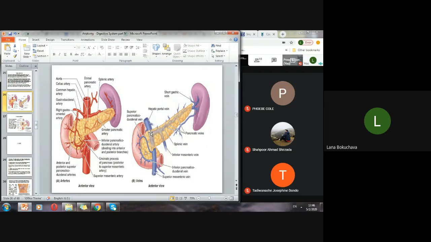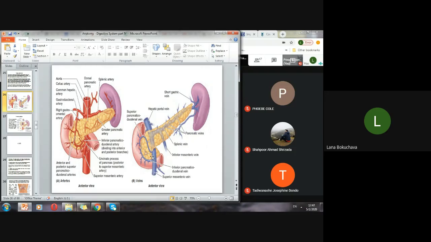And we said that anatomically, this merging happens on the posterior surface of the neck of the pancreas. As a result, the drainage here will be through the pancreatic veins, smaller veins, which are draining towards the splenic vein, as you can see here, as well as the superior and inferior pancreatico-duodenal veins, as in the case of the arteries. You remember that most commonly the veins have the same name as the artery which they accompany. So the same idea is here: the pancreatico-duodenal veins drain towards the superior mesenteric vein.